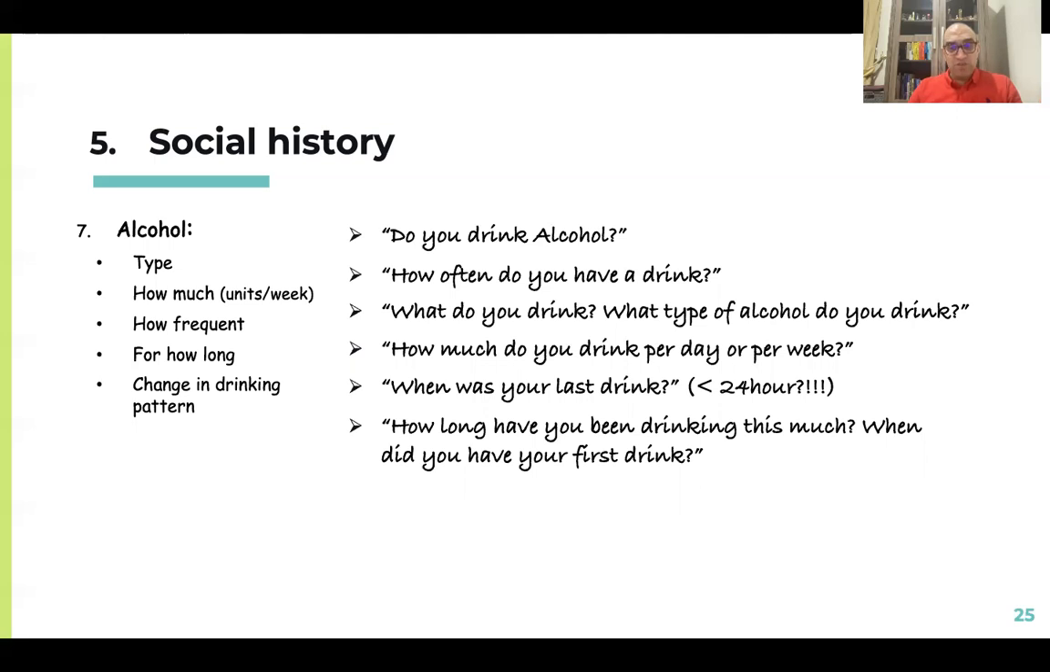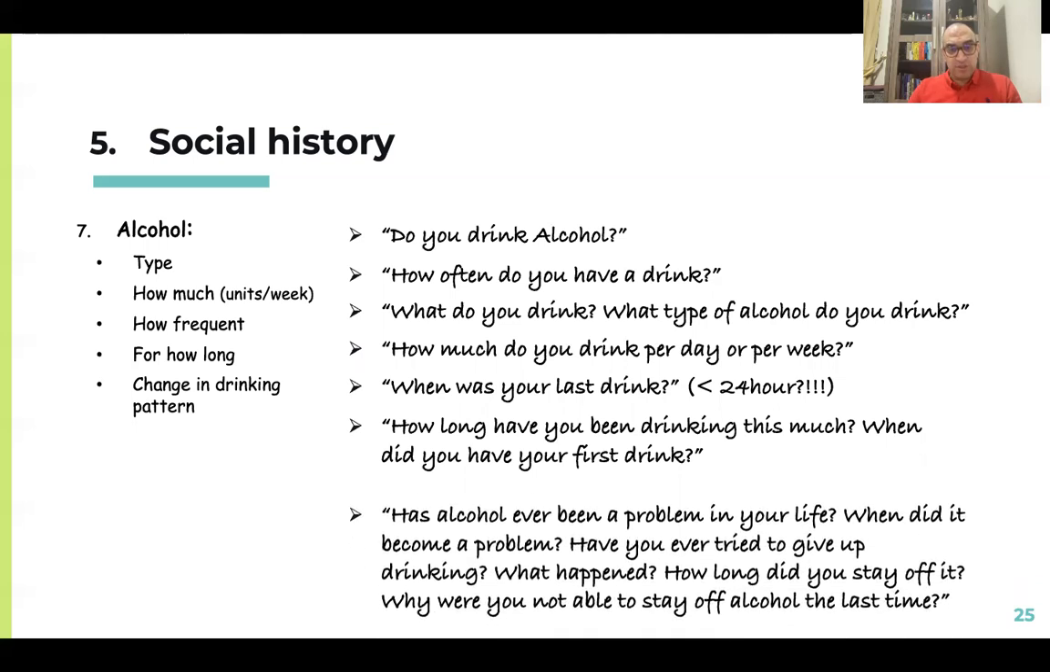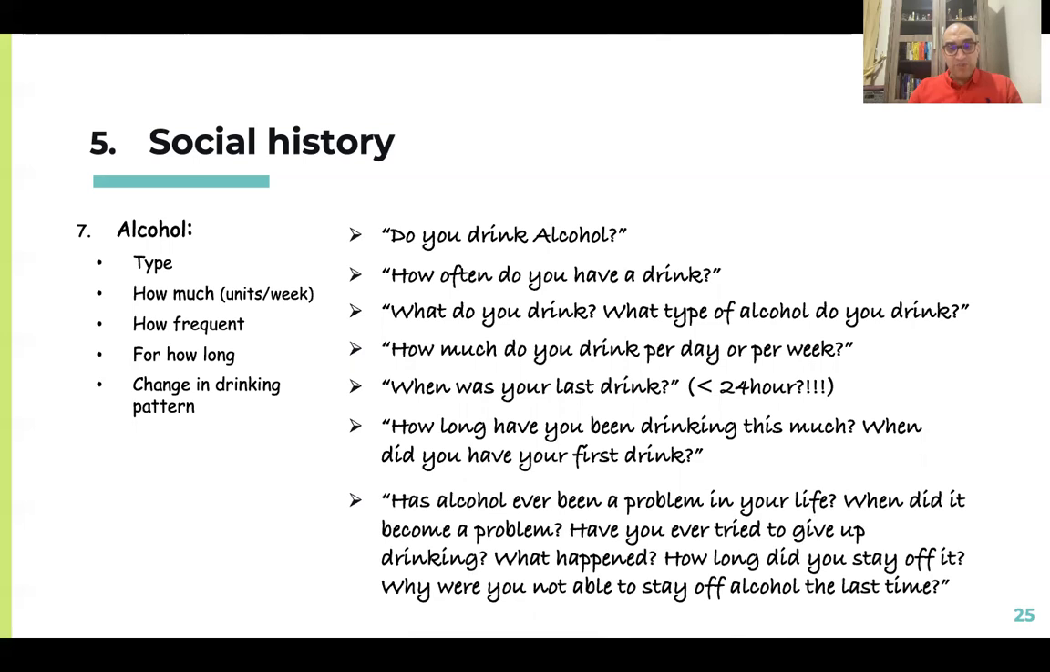How long have you been drinking? When did you have your first drink? Has alcohol ever been a problem in your life? When did it become a problem? Have you ever tried to give up drinking? What happened? How long did you stay off it? And why were you not able to stay off alcohol the last time?